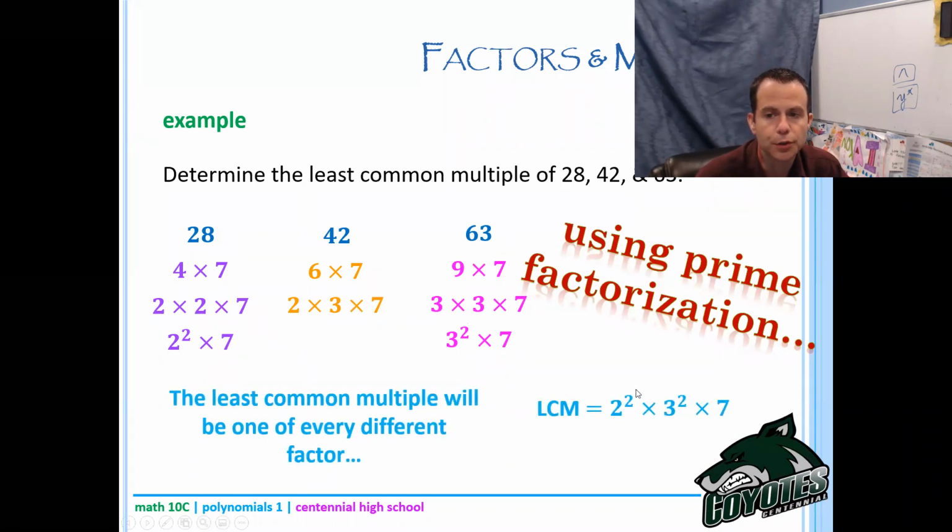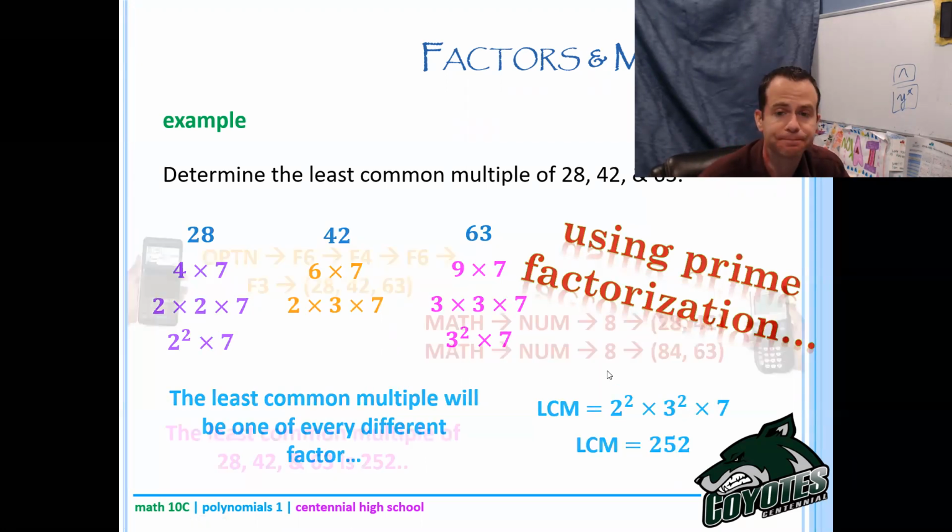So 2 squared times 3 squared times 7. Now, this is cool. Put that in your calculator and see what you get. You get 252. To me, this is a much more efficient way of figuring out the least common multiple. And the nice thing about that is we've already talked about prime factorization, so it's a good review of stuff we did at the beginning of this lesson.